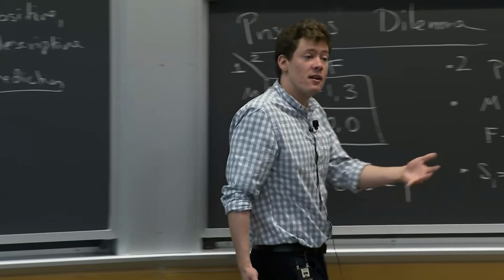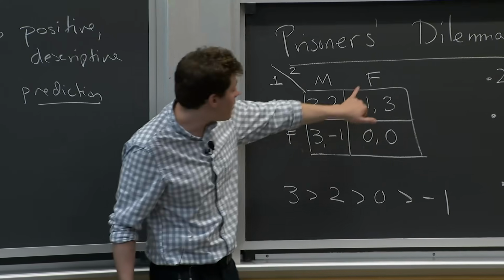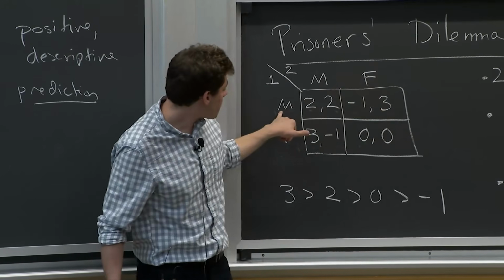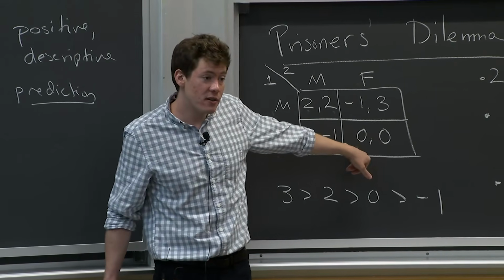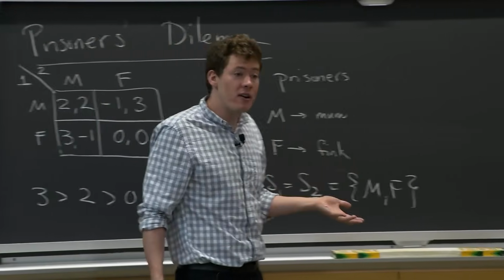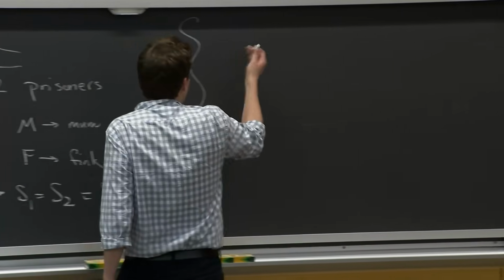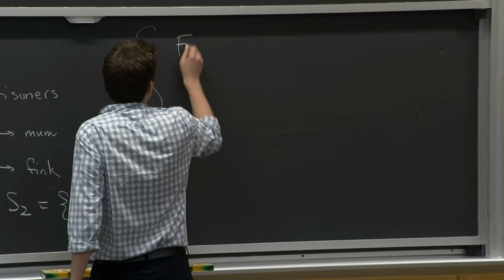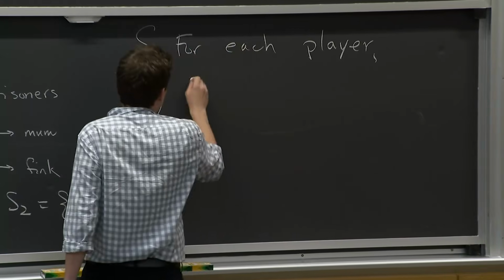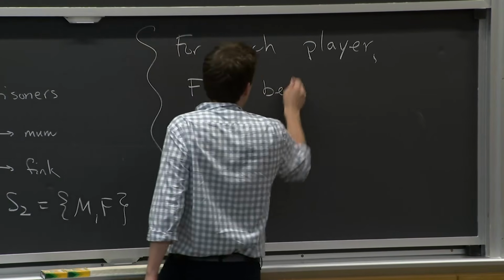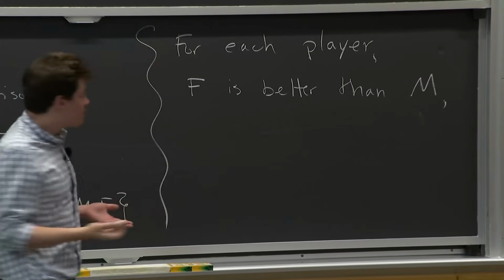Now let's look at the other case. What if the other prisoner is going to testify against me? That's certainly worse for me. But if the other prisoner testifies, if I stay silent, I get -1, and if I testify, I get 0, which is higher. So in both cases, I do strictly better if I testify. So often we think that a prediction of this game is that, for each player, F is better than M no matter what the other player does.